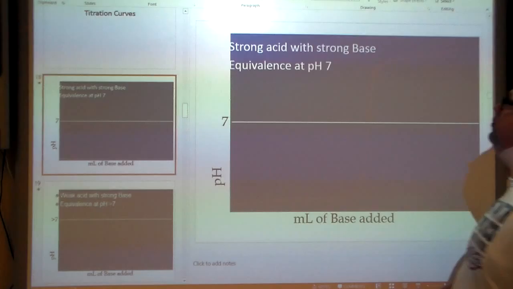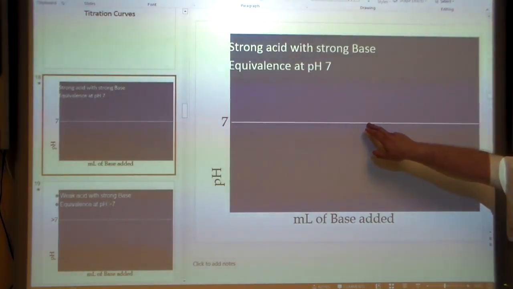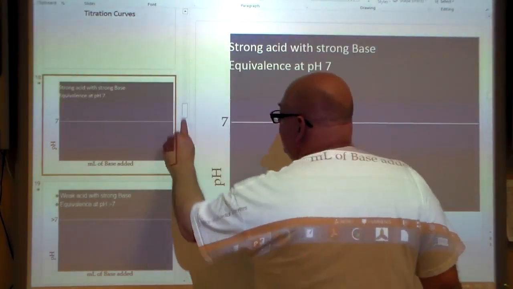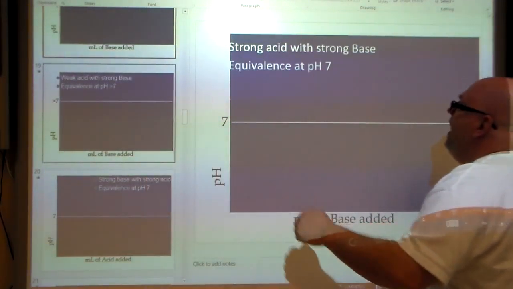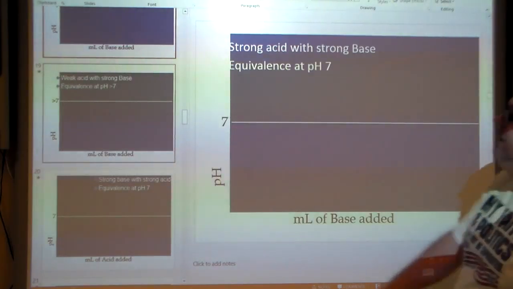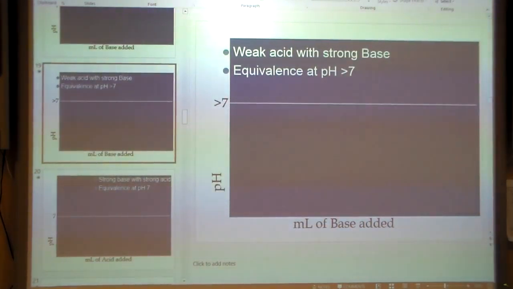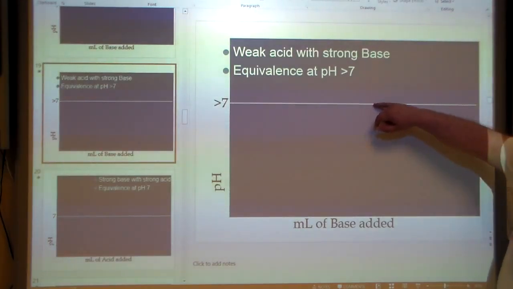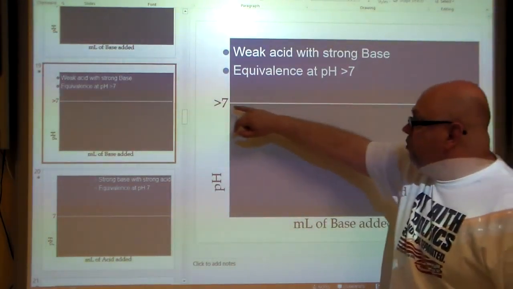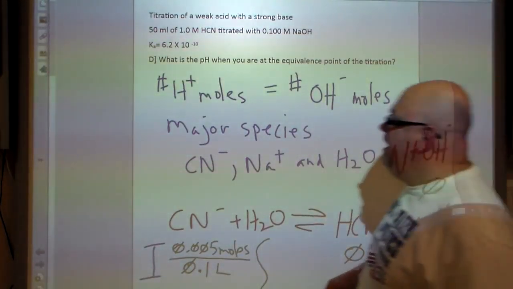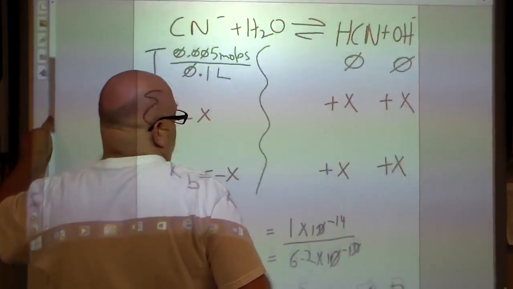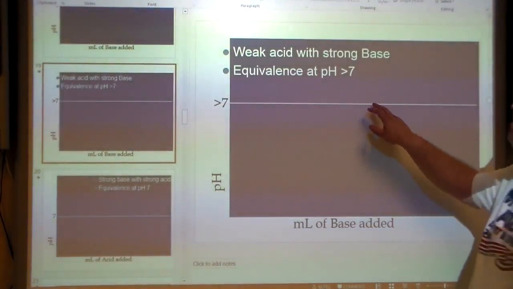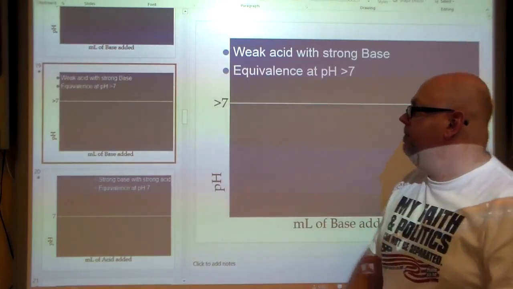If we look at the titration curve, so strong acid with strong base, the equivalence is at a pH of 7. Great, this is what we would expect for a strong acid and a strong base. Okay, wonderful. Now, what happens when you have a weak acid with a strong base? Oh, wait. That's the problem that we were working with. But the equivalence point is higher up. So the pH is greater than 7, which, remember, we worked through out to our 10.95. Which matches that the equivalence pH is going to be greater than 7 when you have a weak acid and a strong base.